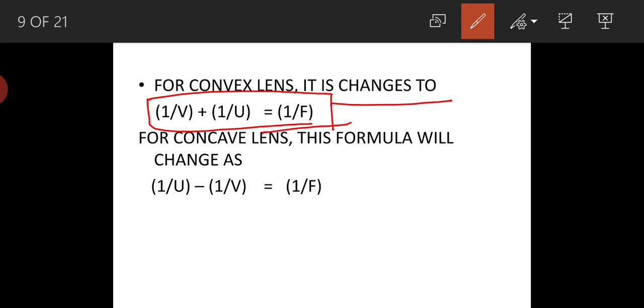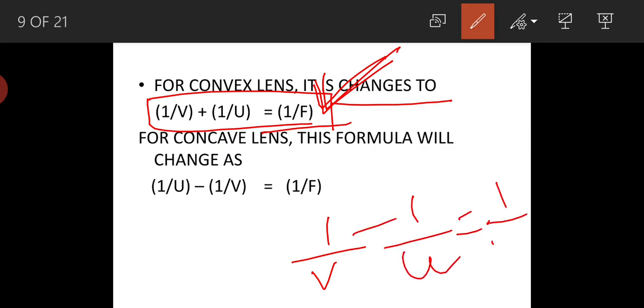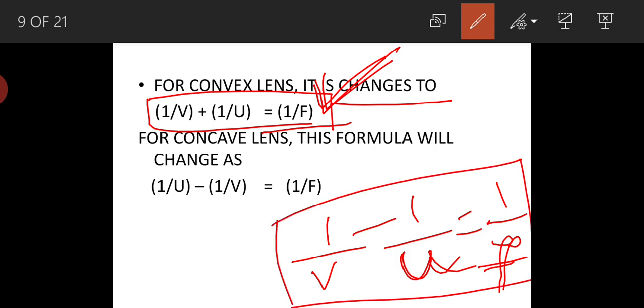So if in the question a convex lens is given, then you need to use this formula, because in this formula we already applied sign convention. So you should not use 1 by v minus 1 by u is equal to 1 by f while solving problems, because in this formula we did not apply any sign convention. So for convex lens, we need to use 1 by v plus 1 by u is equal to 1 by f.